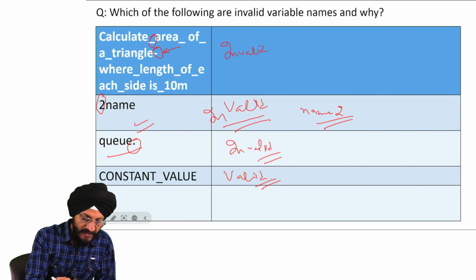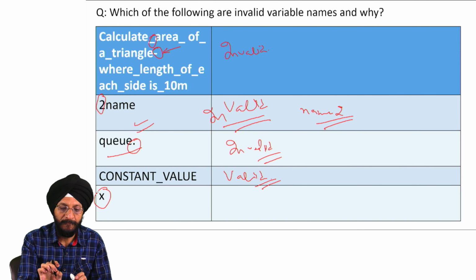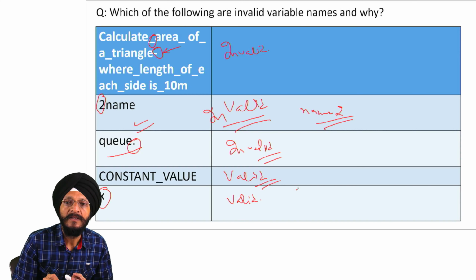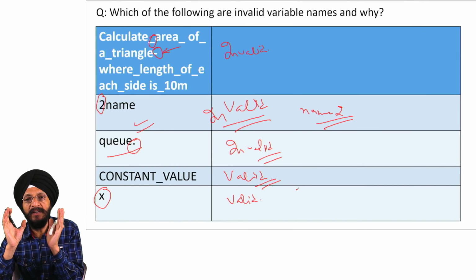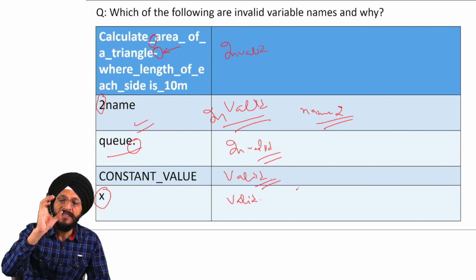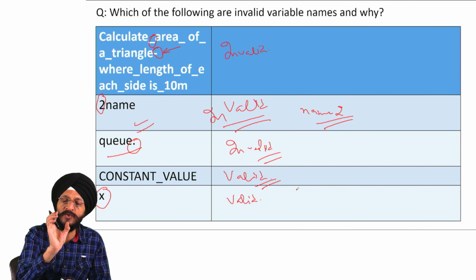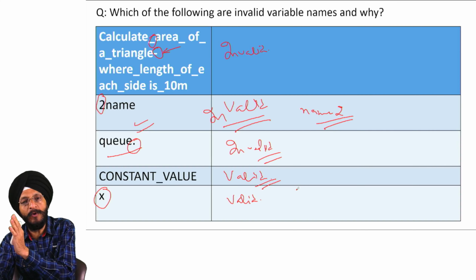Next, the valid variable name, the example given here is x. It is a valid variable name, but it is not a descriptive variable name. It is recommended to have a descriptive type of variable name. It is too short and uninformative. It does not provide information about which type of value will be contained in it.